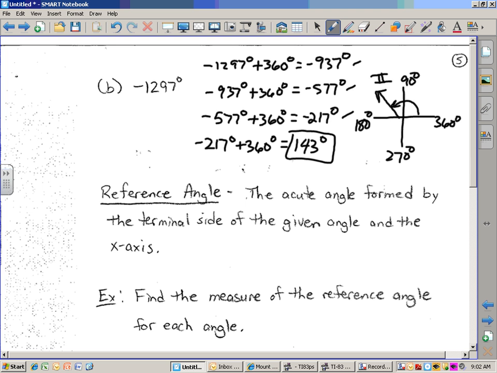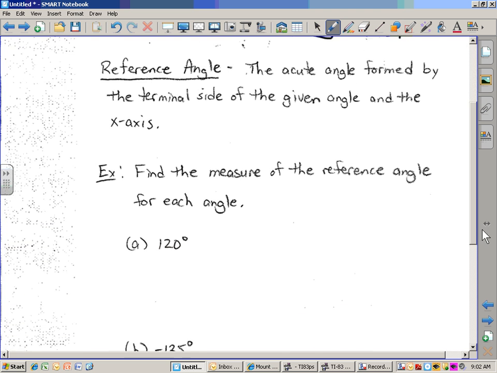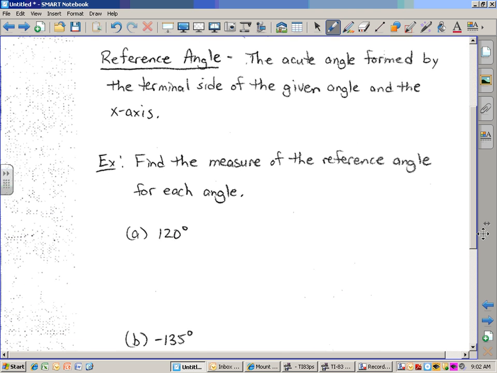Now, next vocabulary, reference angle. The acute angle. Acute, meaning between 0 and 90 degrees. From geometry, we had acute angles and obtuse angles. Okay? Acute, between 0 and 90. Obtuse, between 90 and 180. So we're looking for something between 0 and 90 degrees.